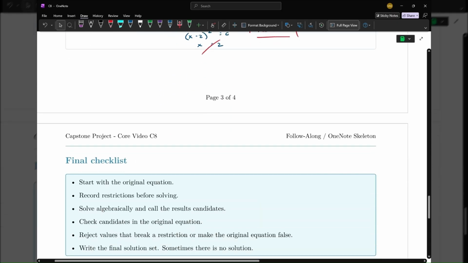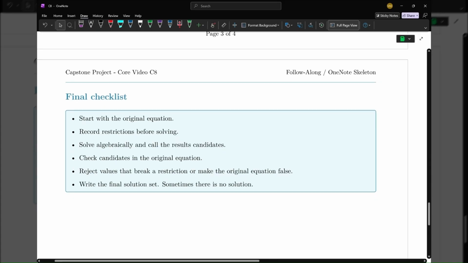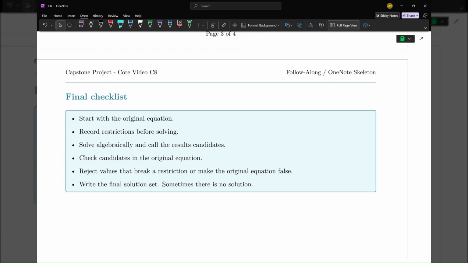Okay. Quick checklist to end this off with. Remember, you're going to start with your original equation. That's the equation you're given, and that's the one that you need to check your solutions against. Make sure you write the restrictions down somewhere. That's more important for the rationals versus a radical equation, but we'll see. Solve algebraically, and remember those results are just candidates.